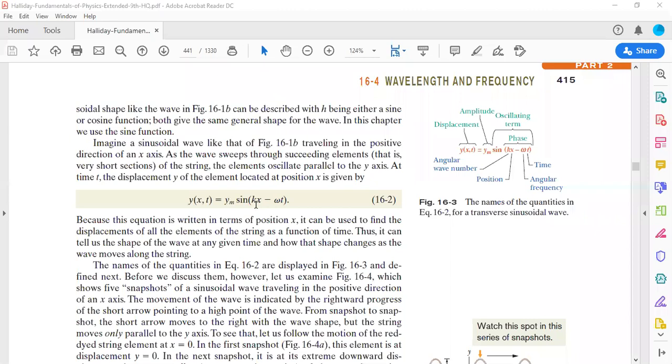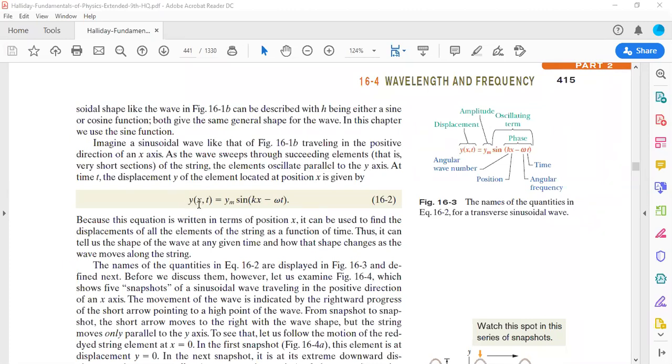k is the wave number, the angular wave number. What is the angular wave number? And then what is meant by the position of the wave? What is meant by angular frequency? What is the difference between frequency and angular frequency? Similarly, what is the difference between wavelength and wave number? And what is meant by this displacement on the left side of this equation?